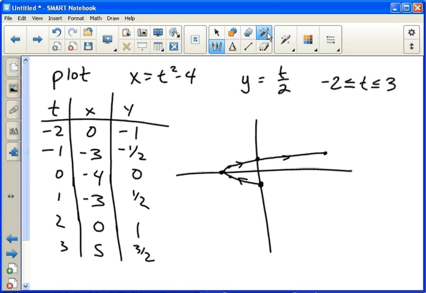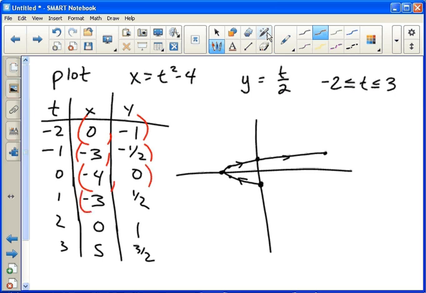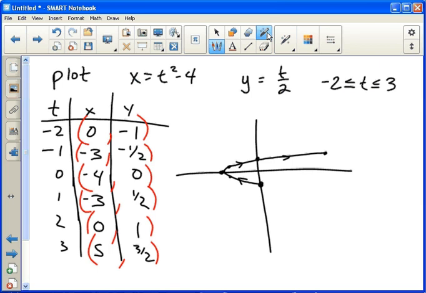You just use x and y. So that would be your ordered pair, and that would be your ordered pair, and that would be your ordered pair. And if you look over to the right at my graph, that's exactly what I graphed. 0, negative 1, negative 3, negative 1/2, negative 4, 0, negative 3, 1/2, and so on. And you notice I drew arrows to indicate which direction I was traveling, and that's a good habit so you know where you started and where you're going to stop.